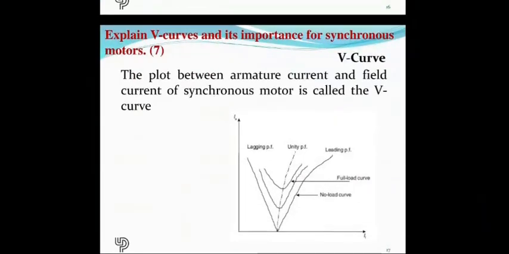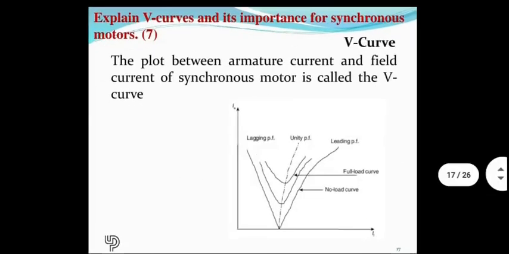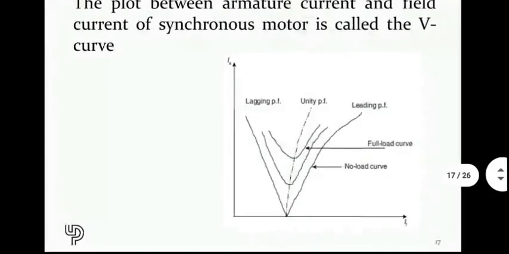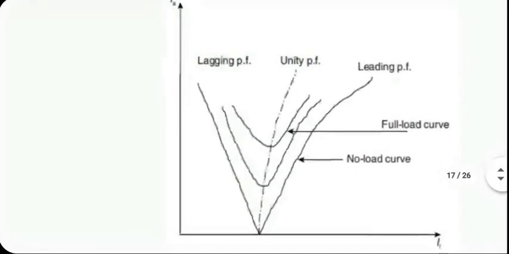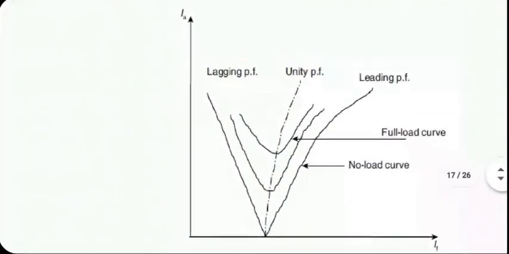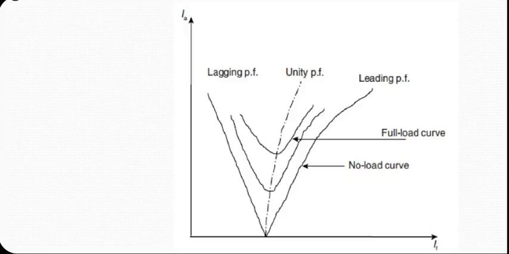Now, performance characteristics of synchronous motors are of several varieties. If you plot armature current versus field current, you get a V shape. There's a mathematical proof for it. We may do it when we go to equivalent circuits. But essentially, for a particular value of field current, you get a minimum armature current.